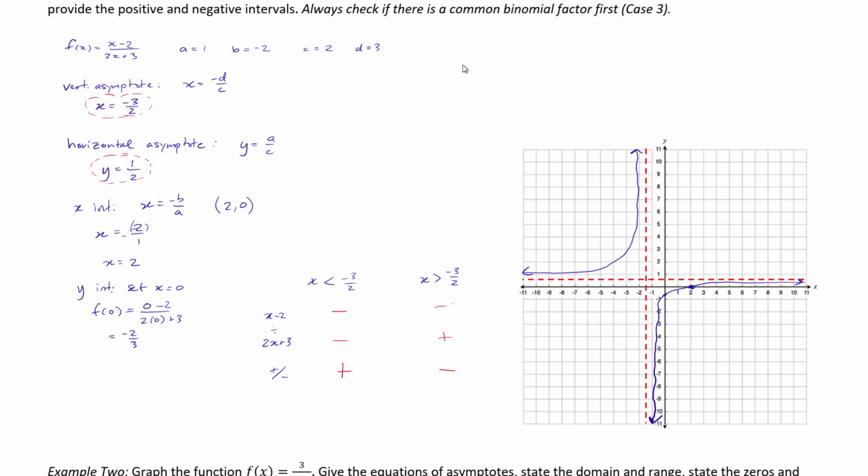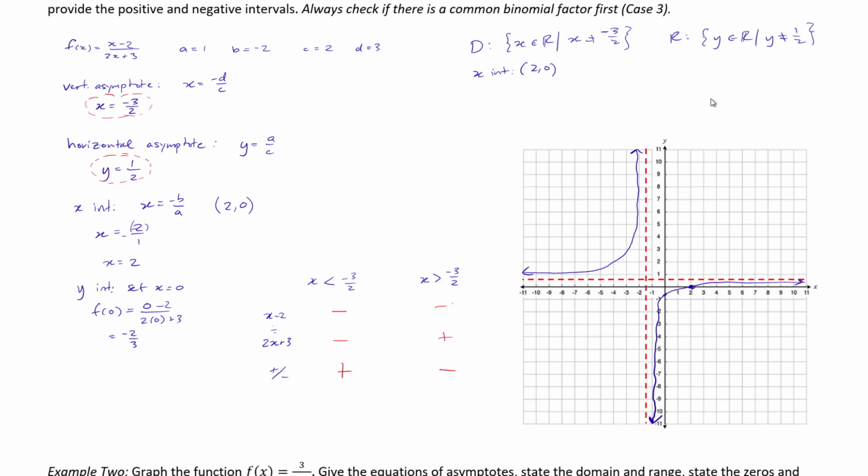And then I'm going to have to state the domain and range. So domain is x element of all real numbers such that x cannot be equal to -3/2. And the range is y element of all real numbers such that y cannot be equal to 1/2. State the zeros. So I have my x-intercept already. I wrote that down as (2, 0). And the positive and negative intervals.